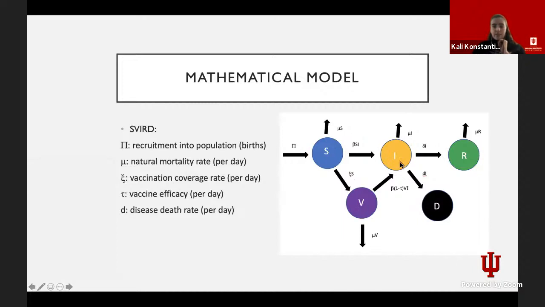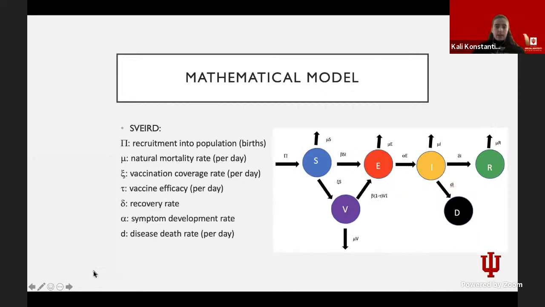And then vaccinated individuals can also become infected at a rate that's dependent on both the contact rate, but also the vaccine efficacy tau. So 1 minus the vaccine efficacy is like the chance that the vaccine isn't effective and therefore you can become infected with the virus. So we do 1 minus tau to signify that. Then infected individuals can die from the virus. And then there's also natural mortality in all of these categories as well.